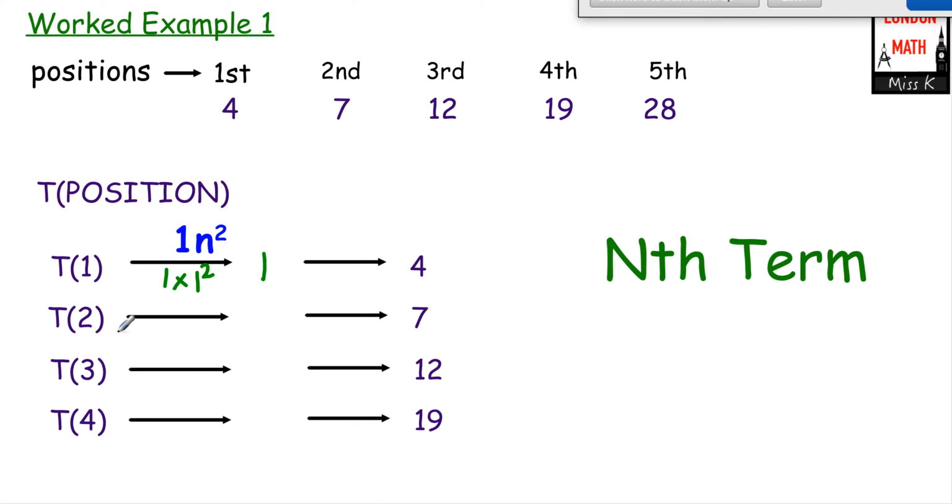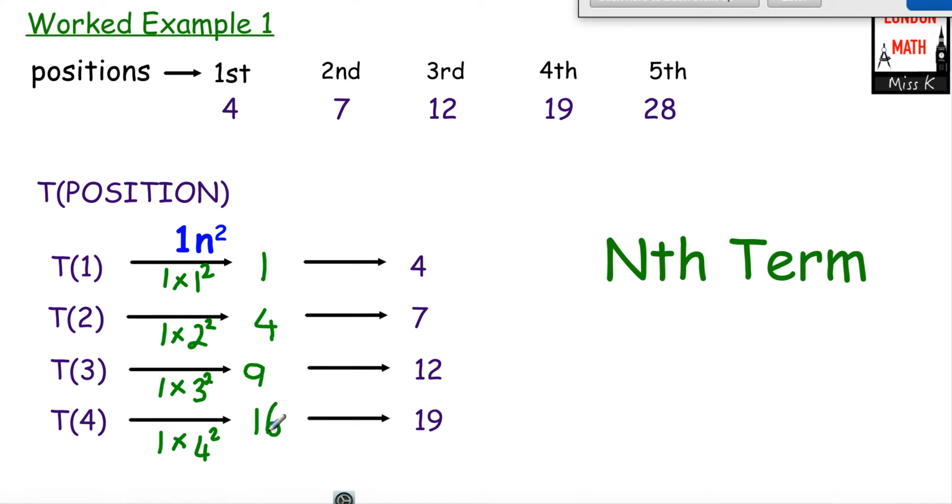Okay, let's do the same for the second one. I'm going to now replace into the first part of the formula 1 times 2 squared. 1 times 2 squared is 4. Third stage is 1 times 3 squared, which equals 9. The fourth term, if I substitute the fourth term into the part of the formula that I've got, then I've got 1 times 4 squared, which is 16.